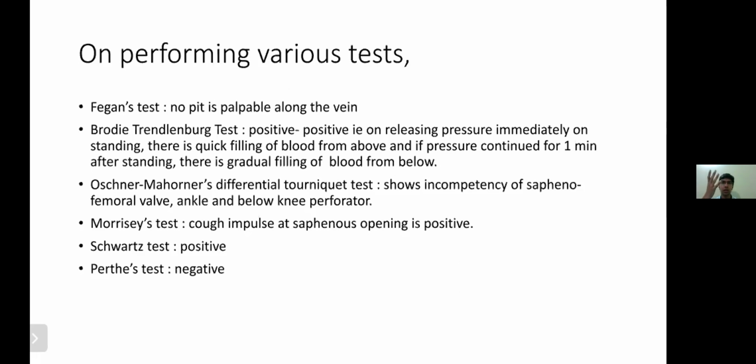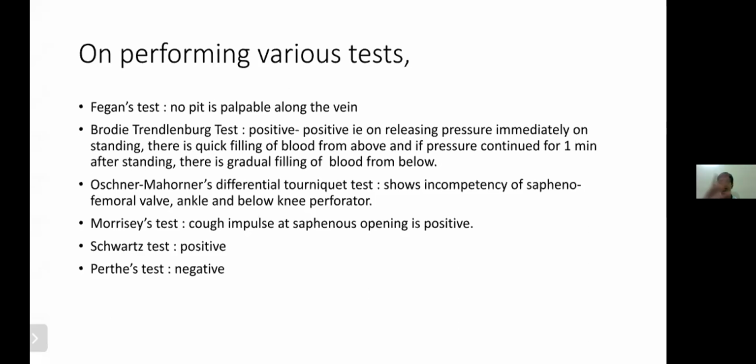Ask the patient to rapidly stand up. This is obviously after you have milked out everything. See if there is filling slowly, gradually. After 2 to 3 minutes, if yes, it is first positive. If there is first positive, it indicates perforator incompetence. If no, it is first negative. You remove the thumb, see if there is filling from above downwards. If there is, it is second positive. The SFJ is incompetent, and it indicates it is negative positive, or negative negative, or positive positive.